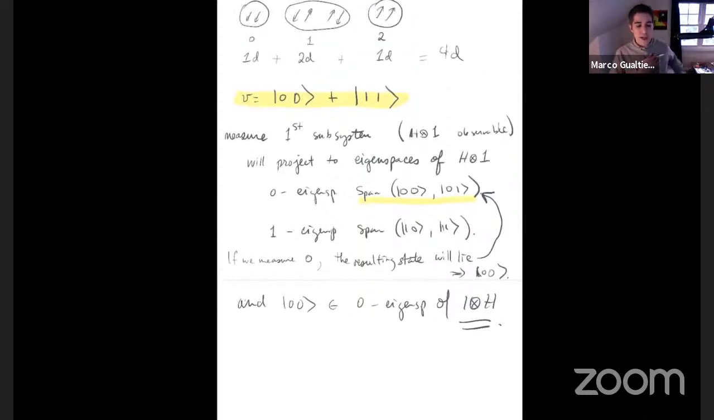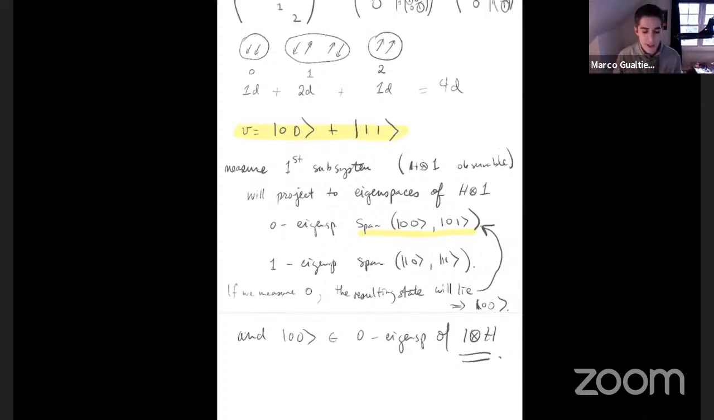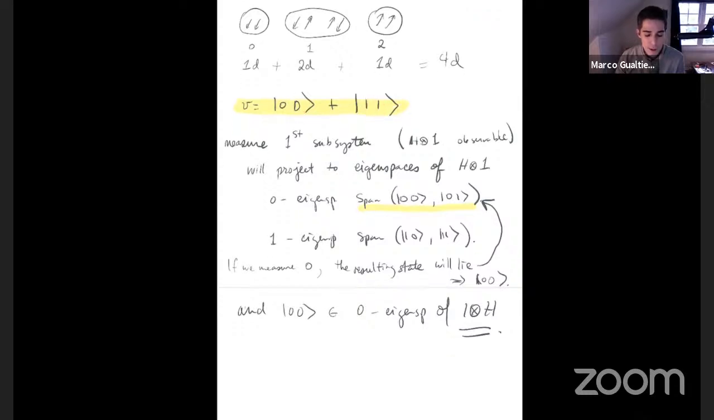Okay, so this is saying that the correct explanation of the entanglement process, or the defining property of entanglement, is that if you have a vector like this, which is in the tensor product of two subsystems, and it is not decomposable, so it's a sum of two composite vectors, then we can do the following process. We can measure an observable that is only on the first subsystem. That will project onto one of the eigenspaces of that operator, H tensor 1.